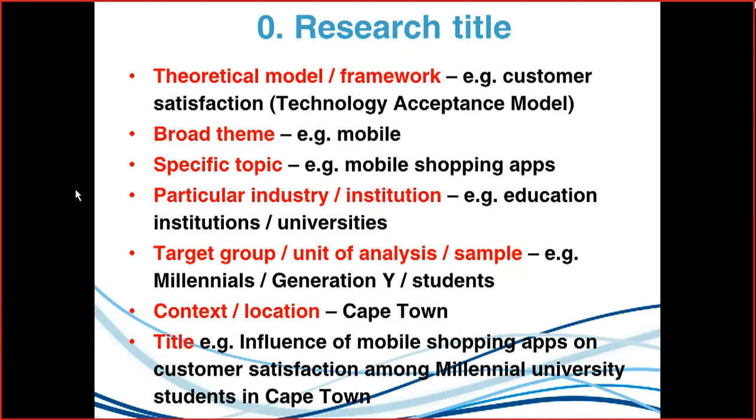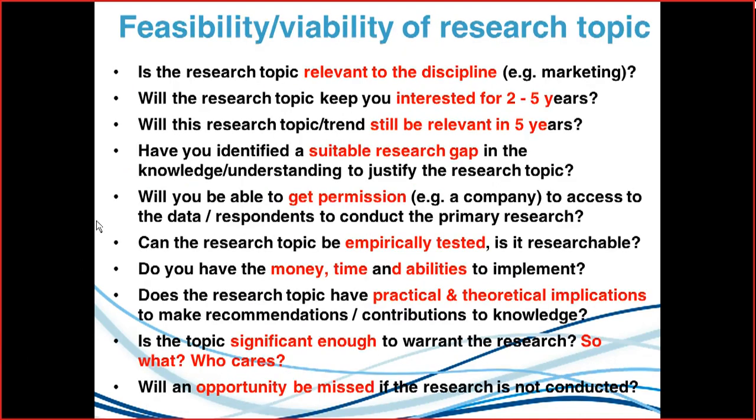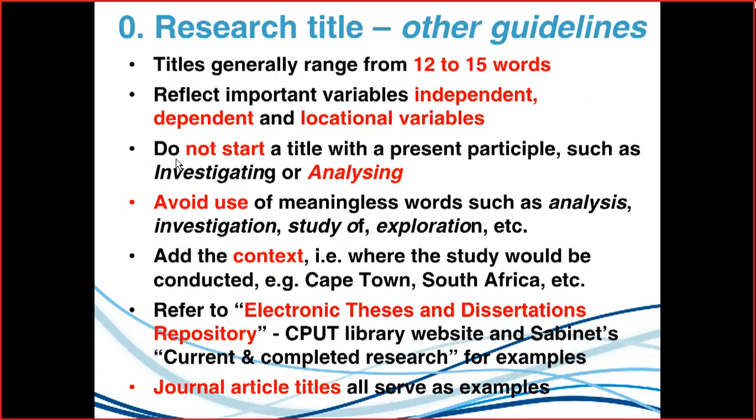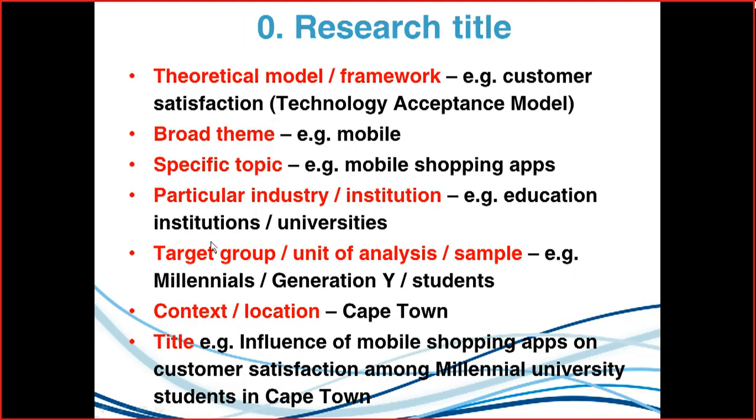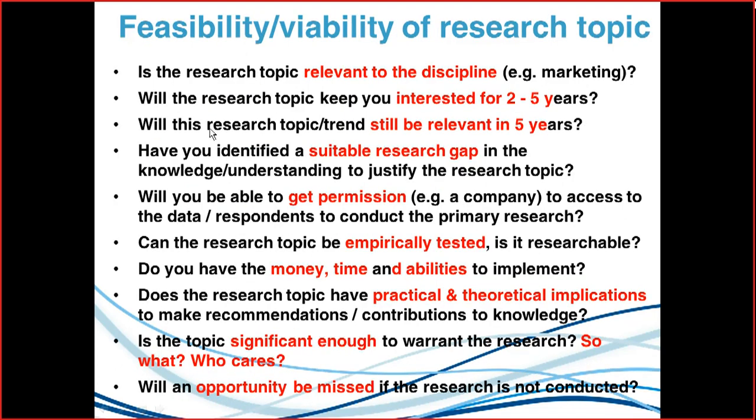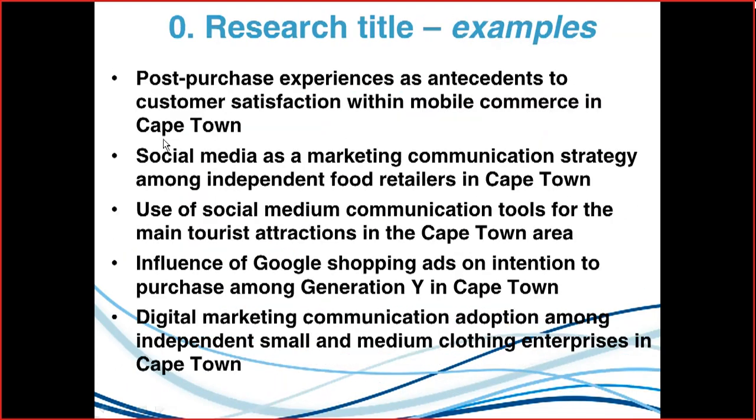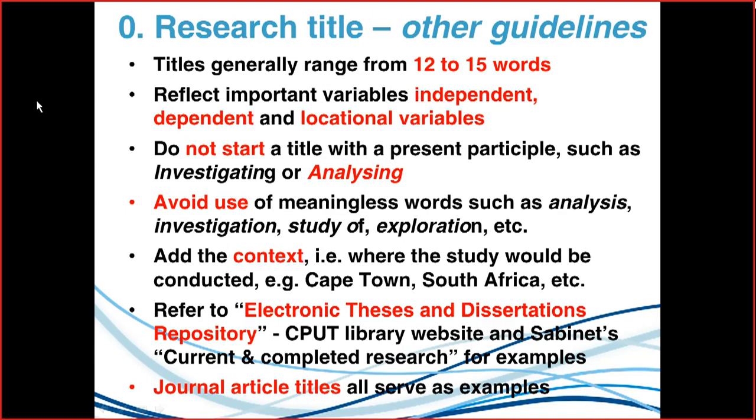So the research title, we'll go back to that slide. I just gave an example of a research title here, but let's first go to the next slide. Yeah, the research title guidelines. Titles generally range from 12 to 15 words. They need to reflect the important independent variables. So that is what your topic is, usually the variable that's mentioned in your title.